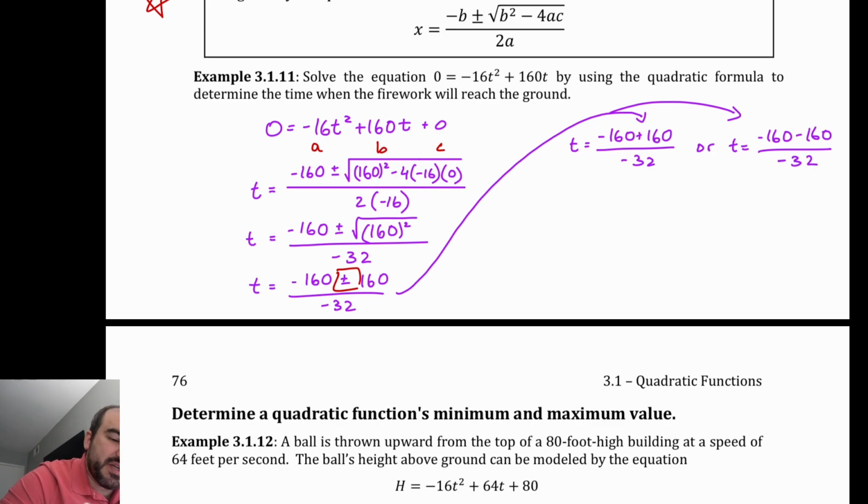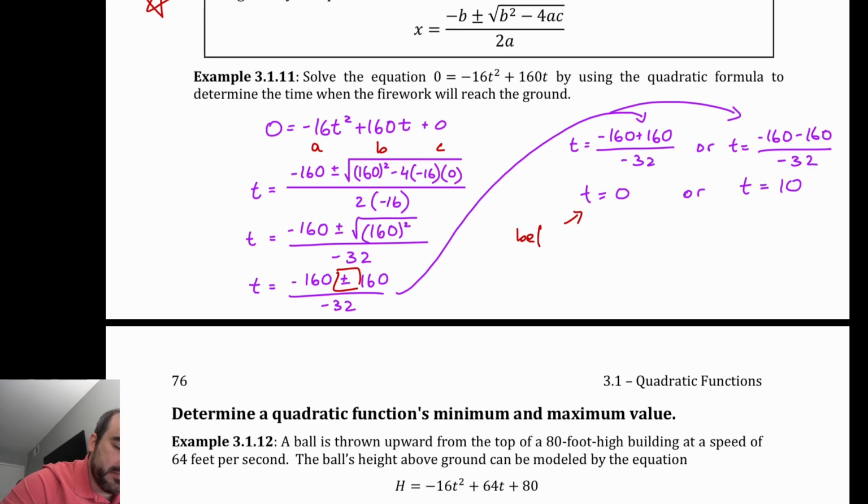And then here, negative 160 plus 160 is 0, so we get t equals 0 in that case, because 0 divided by negative 32 is also 0. Or, when we simplify this one, this gives us t equals 10. So we get to the same two answers. Negative 160 minus 160 is negative 320, and dividing by negative 32 gives us 10. So the same answers.